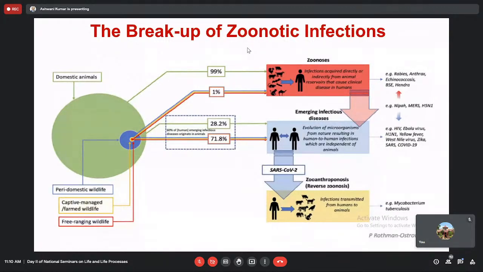And then once humans acquire infection, some of them may then spread from human to human, and these infectious diseases then cause outbreaks and pandemics. Also, reverse zoonosis is possible from humans to animals. For example, Mycobacterium tuberculosis from humans to animals, and also there are some cases of cats or wild cats suffering from COVID-19 that have been reported.